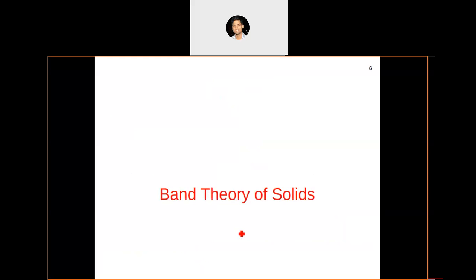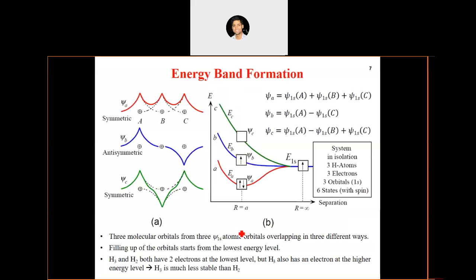Now let us try to apply this molecular orbital theory to the formation of solids. So what happens in a solid? We have n number of atoms coming together, and this number n can be of the order of Avogadro's number, that is, of the order of 10 to the power 23. So we have a large number of atoms which are coming together and forming this solid. So let us look at how this can be explained using molecular orbital theory.